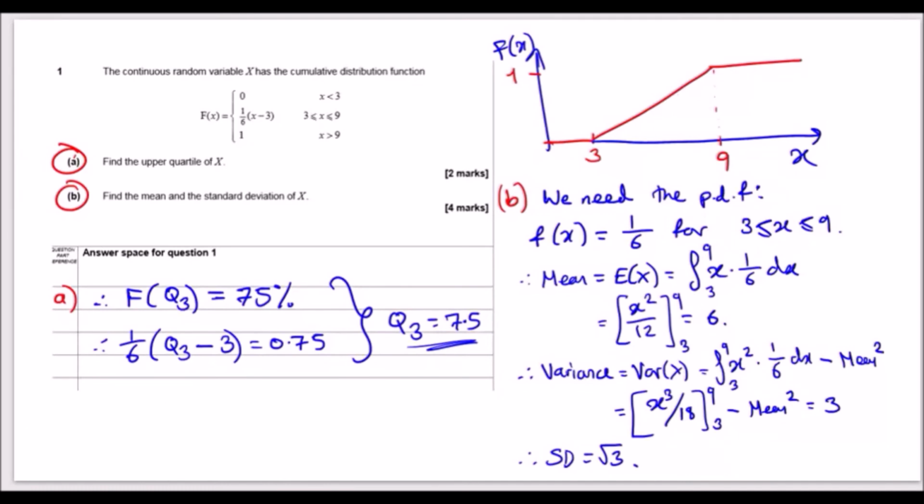For the standard deviation, we need to firstly calculate the variance, and the variance is simply the integral of x squared times the density function, so x squared times 1/6, minus the mean squared. So it's literally the expected value of x squared, E(x²), minus the mean squared. And then integrating this is easy. You just get x to the power 3 over 3 times 6, which is 18. Dropping in the limits of 9 and 3, minusing mean squared, and boom, you get 3. And hence the standard deviation is just the square root of the variance, which is √3.